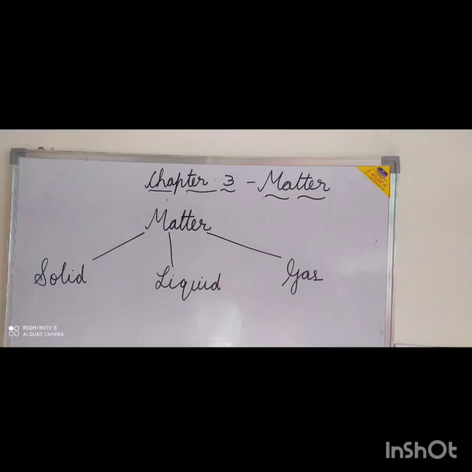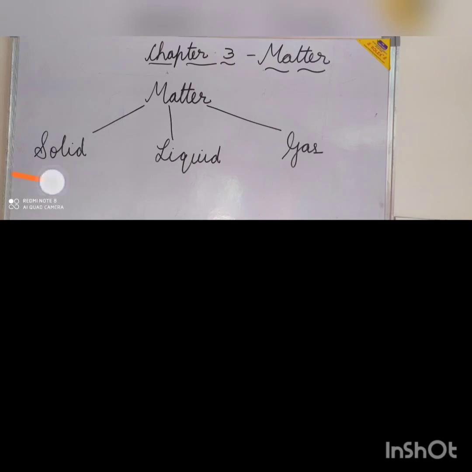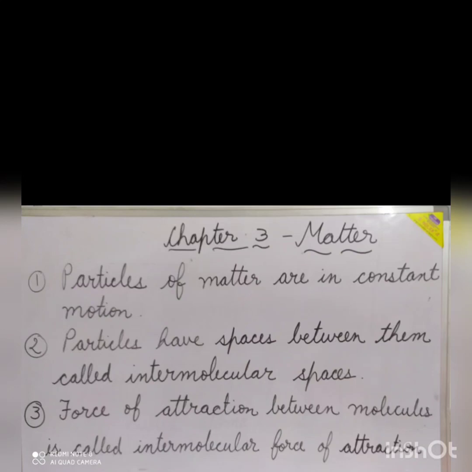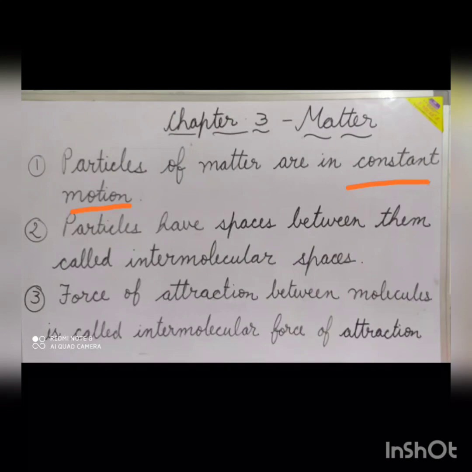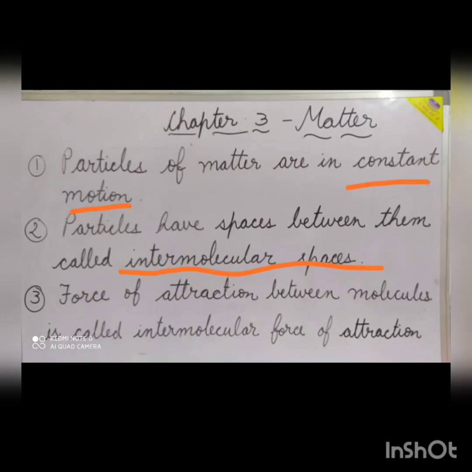Depending upon the molecular arrangement, the matter is classified into 3 types: solid, liquid, and gas. The characteristics of matter are as follows. Particles of matter are in constant motion. The particles have spaces between them called intermolecular spaces.